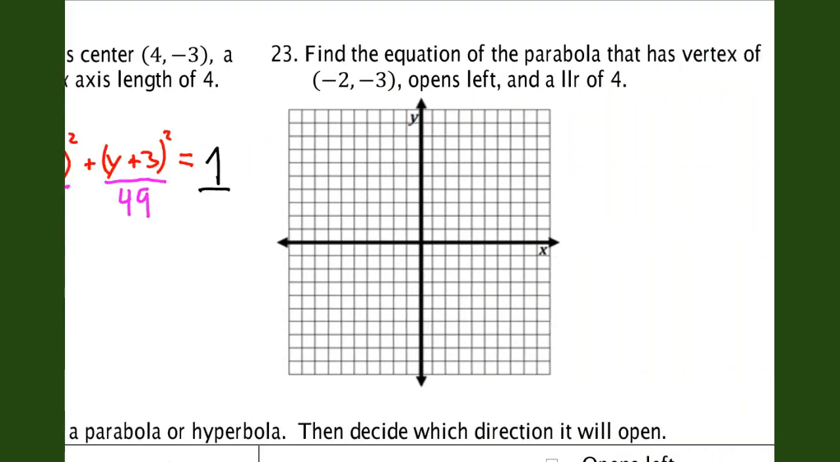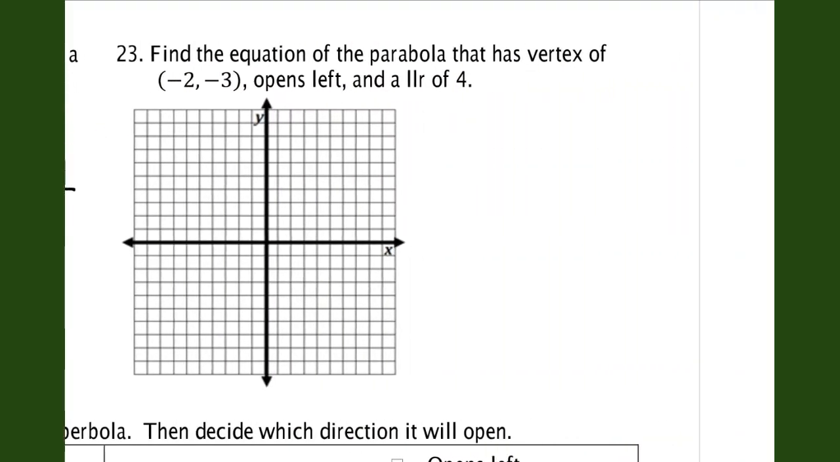Let's look at a parabola. This time we have a vertex, -2, -3. So we have -2, left 2, down 3. So there's our vertex. Opens left, so we know it's going to be looking like this, right? LR is 4. All right, so opens left. Let's look at that first.